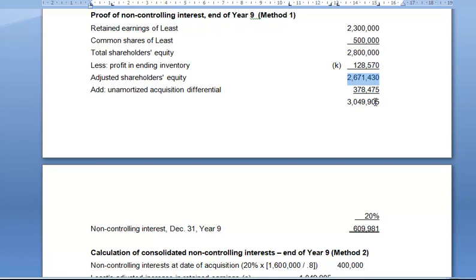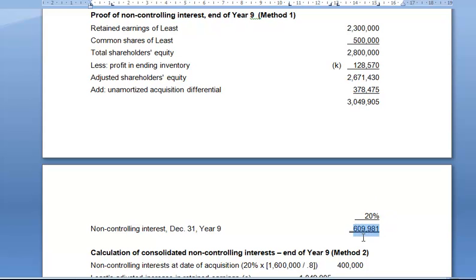So we deduct this amount from the 2.8 million to get 2,671,430, and don't forget we have to add in the unamortized acquisition differential at the end of year 9, and you'll remember that includes your plant and equipment at net, the unamortized amount of 4375, and your 374,100, which was your recoverable amount of goodwill at the end of year 9. So together that's going to give you 3,049,905. But don't forget, we only want to allocate NCI its share, which is 20%, which gives you 609,981.